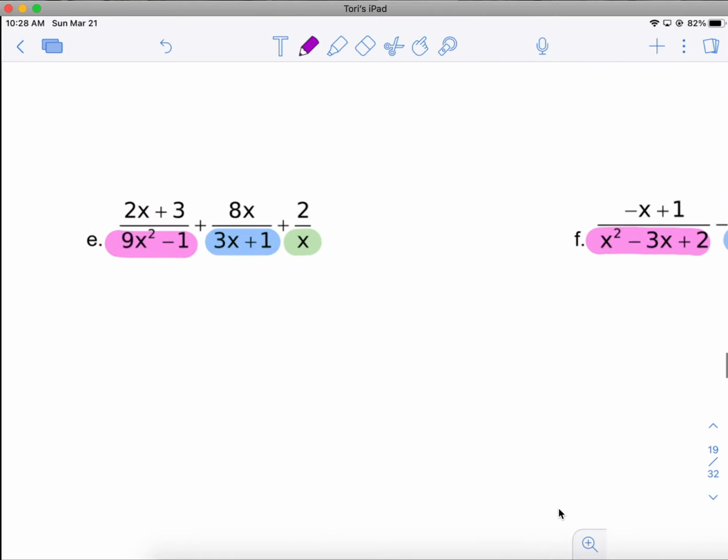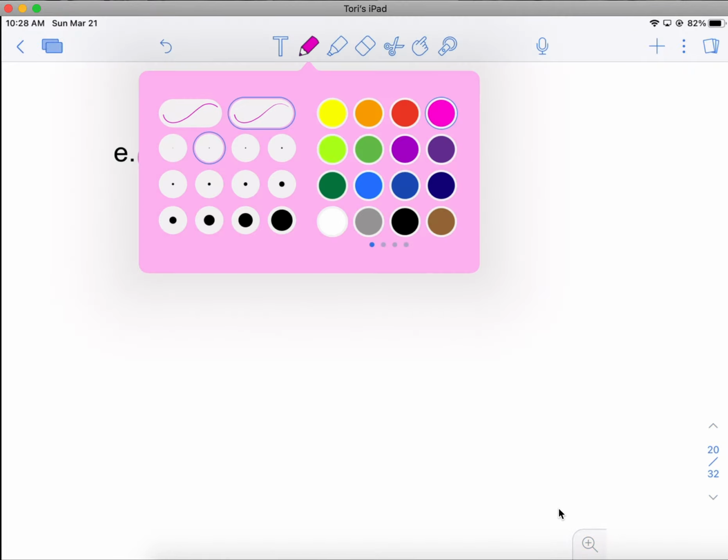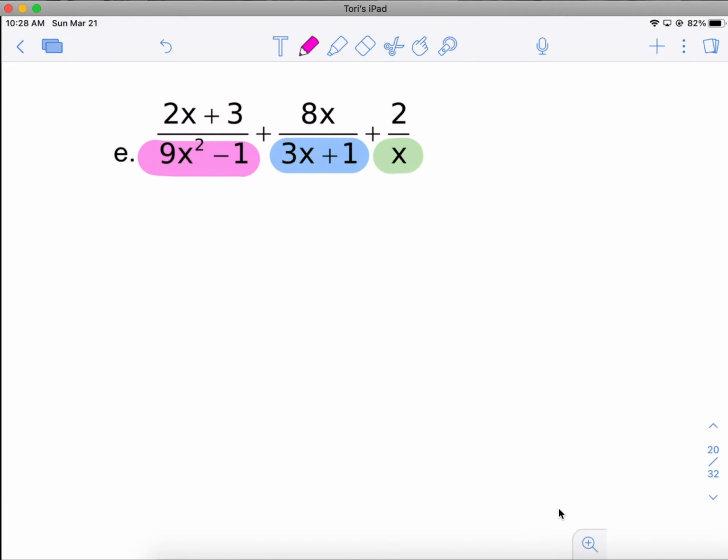All right, E is a little bit complicated. That's why you have lots of space underneath this problem. I want to go real slow and make sure we include all of our pieces, okay? All right, when it comes to this, I need to make sure that I factor everybody first. So the pink guy is a difference of squares, 3x minus 1, 3x plus 1. The blue is already factored and the green is already factored.